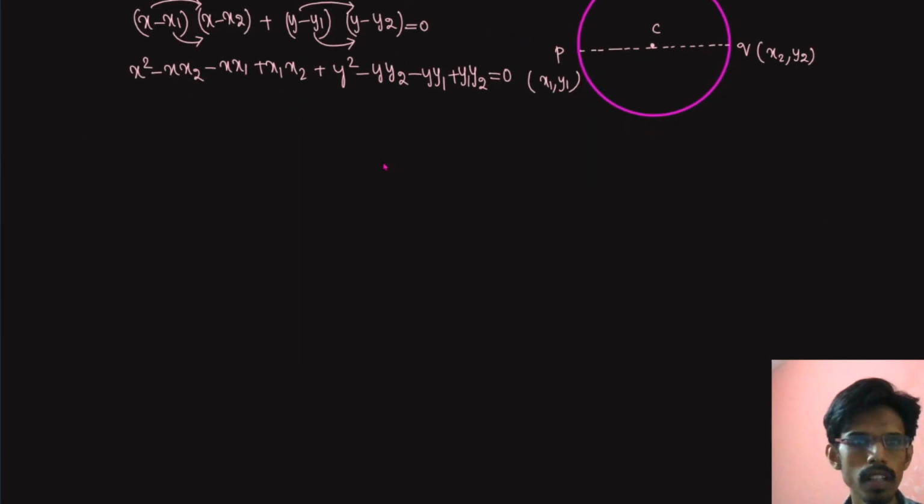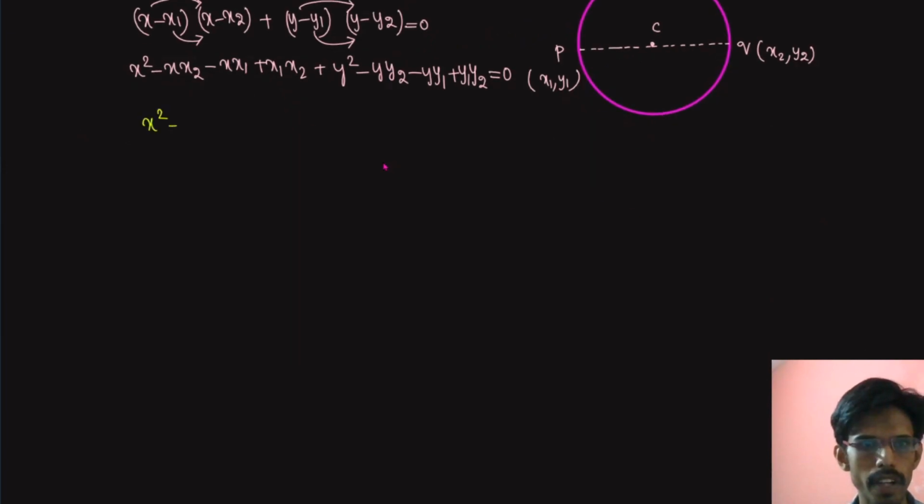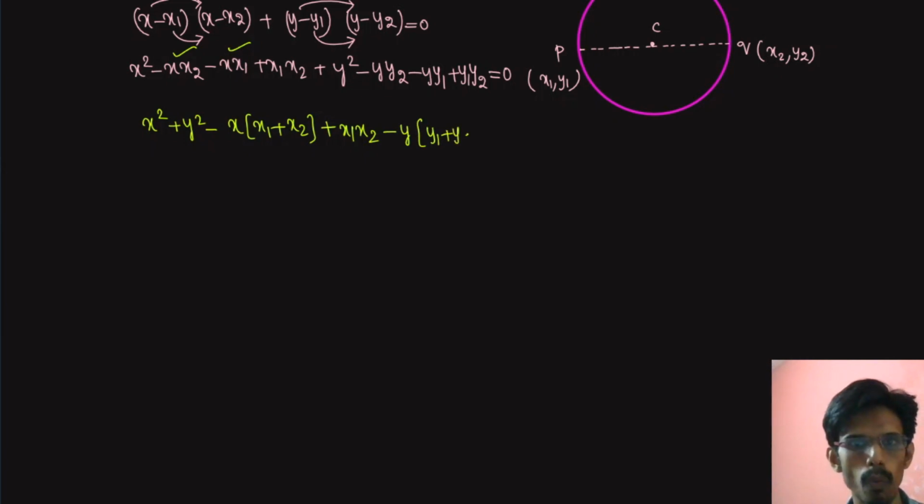Now take x square term first, then take y square term, next take x common. If I take minus x common, here I have minus x, I am left with x1 plus x2. These two terms will be over, plus x1 x2, y1 is over. Now take minus y common, we have y1 plus y2 plus product y1 y2.